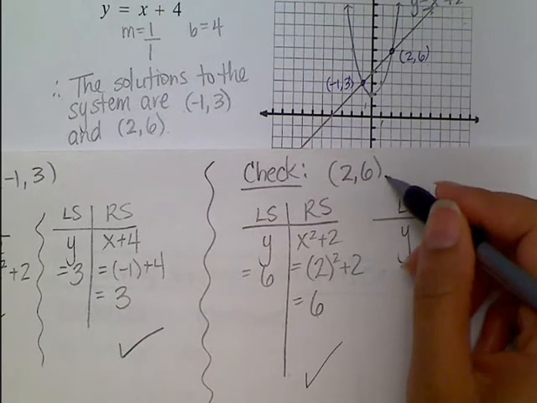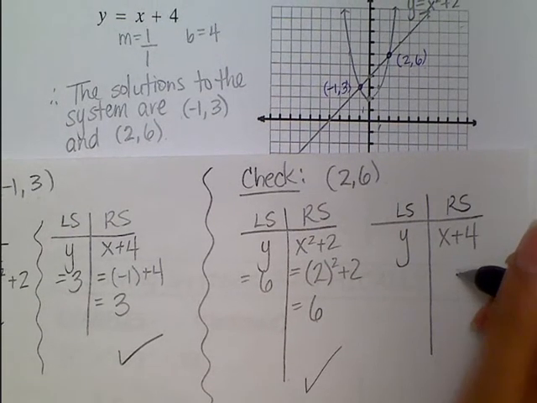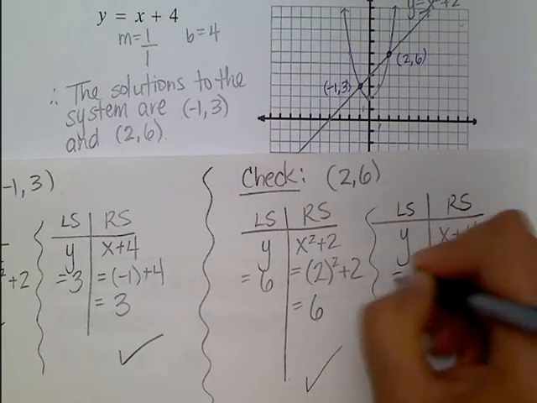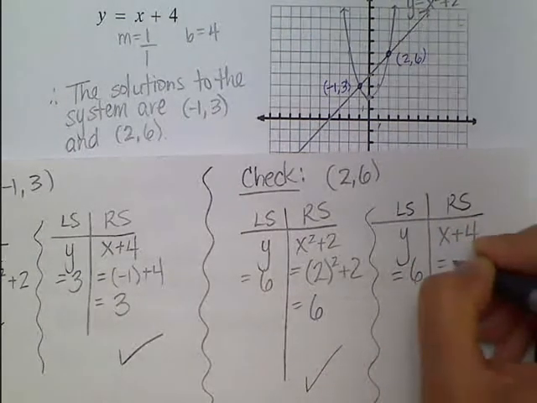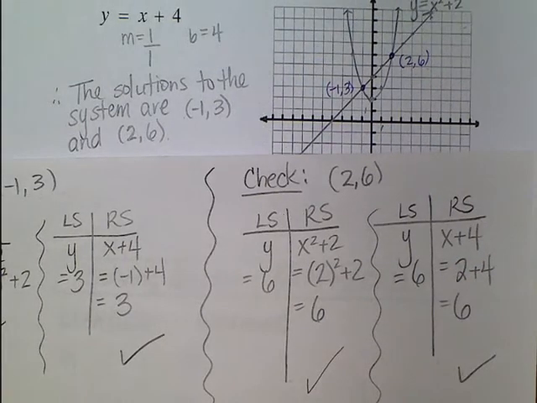So again, this point exists on the graph of the parabola. And now we want to make sure it also exists on the graph of the line. And if it does, that's another point of intersection. That's another common point between the two functions. So y is equal to 6. And x is equal to 2. 2 plus 4, which also gives me 6. So that means since left side equals right side for both points in both functions, then those two are the points of intersection, and they are also the solutions to the system.